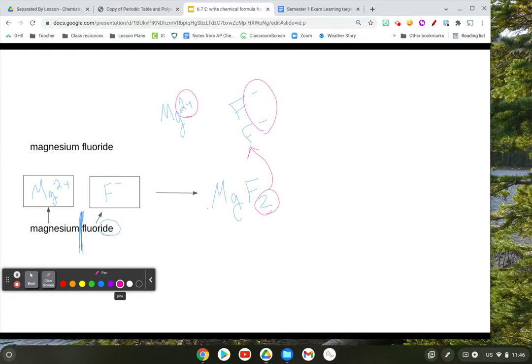All right, the other method to do it is the crisscross method. So I've got Mg 2+, F 1-. I kind of ignore the charges, and I take the 2 and it becomes a subscript for the fluorine, and the 1 becomes the subscript for the magnesium. All right, let's go on to the next example.